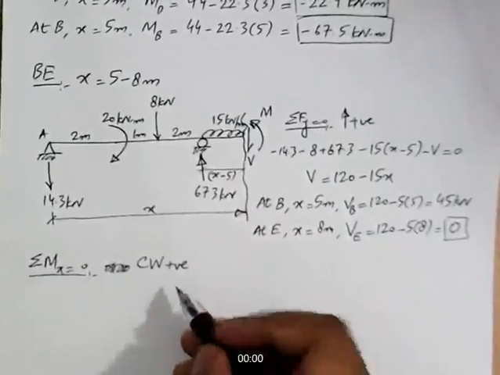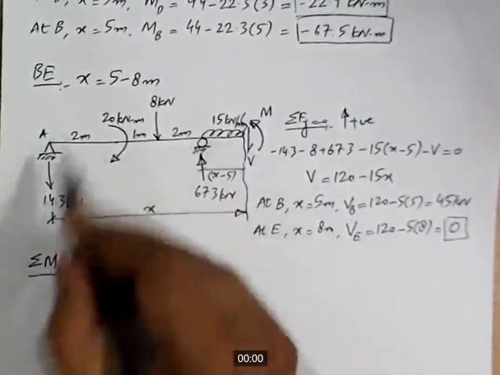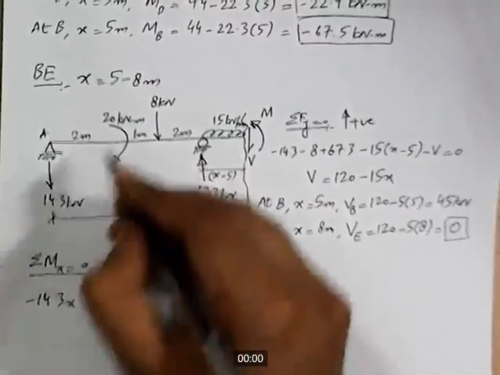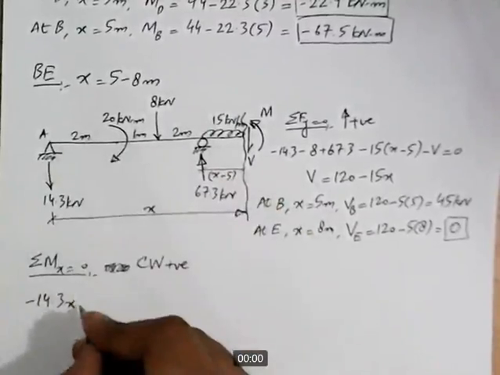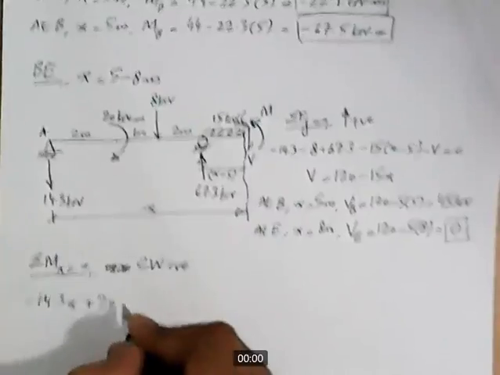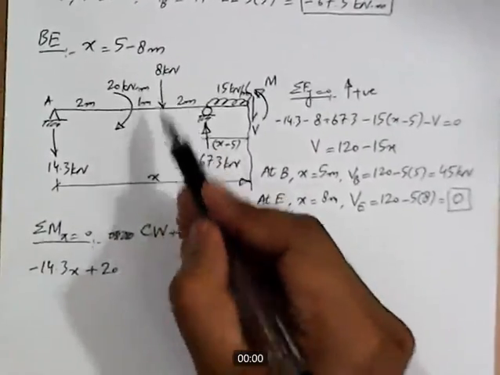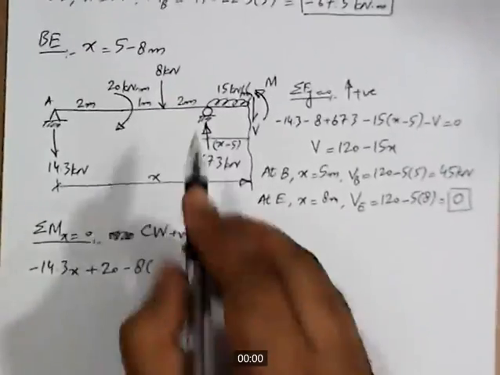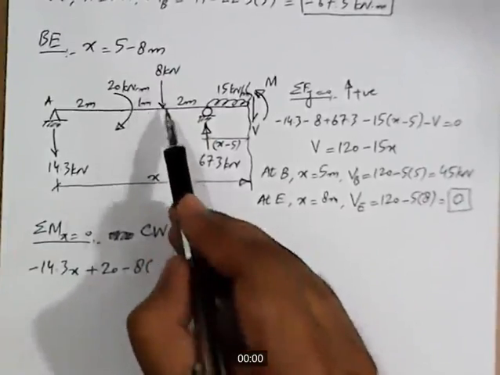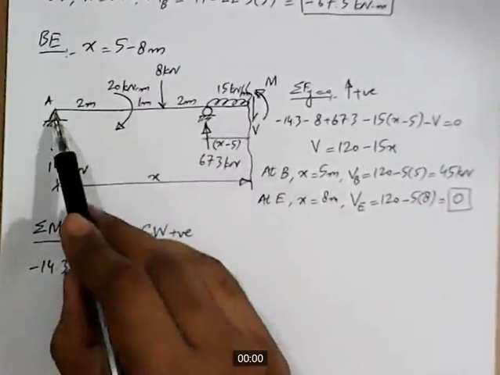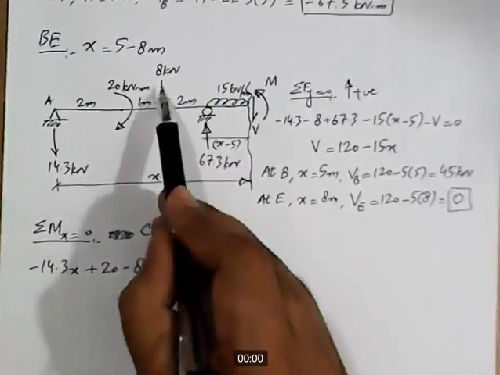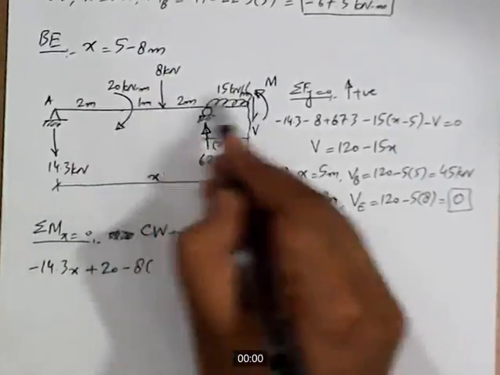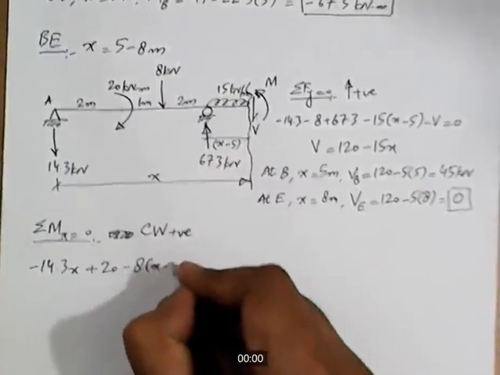Now let's write down the equation. 14.3, this is a section, it will produce counterclockwise movement, so it is minus 14.3 into x. Then this 20 is in clockwise direction, so it will be taken as positive 20, and then this 8 kilonewton force will produce counterclockwise movement, so minus 8 into, now how much is the lever arm, the distance between this force and the section? Total distance from point A up to the section is x, and the distance between A and the force is 3, so this distance is x minus 3.